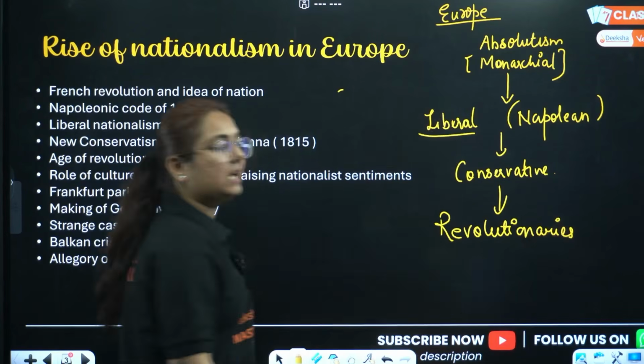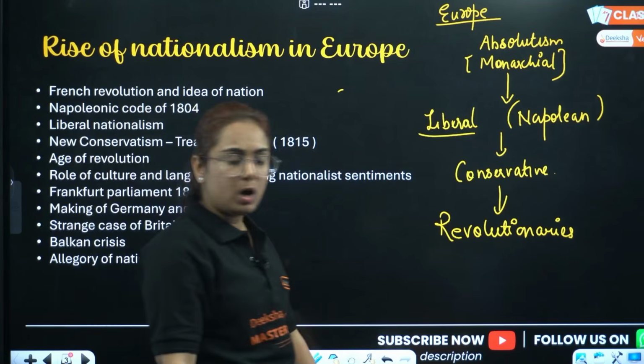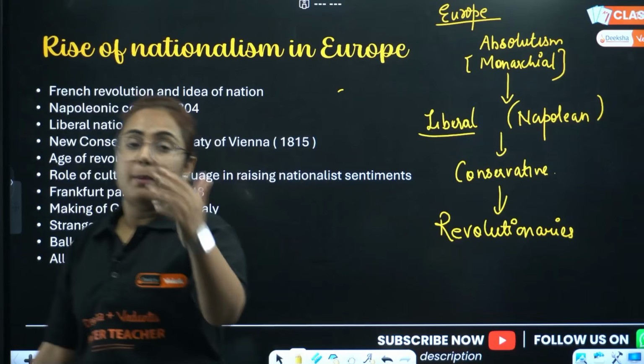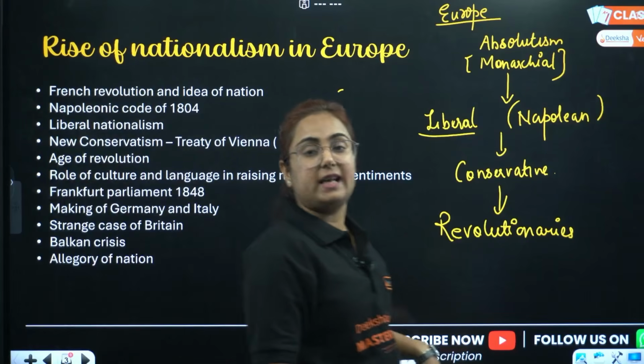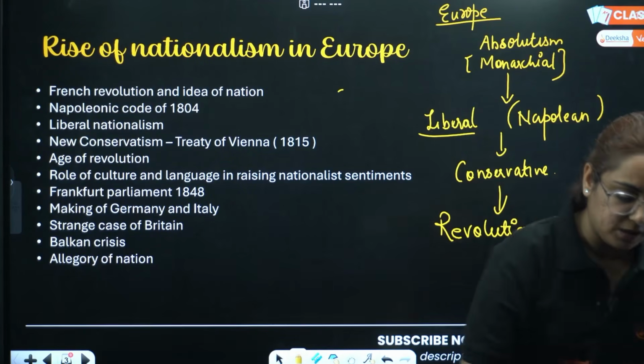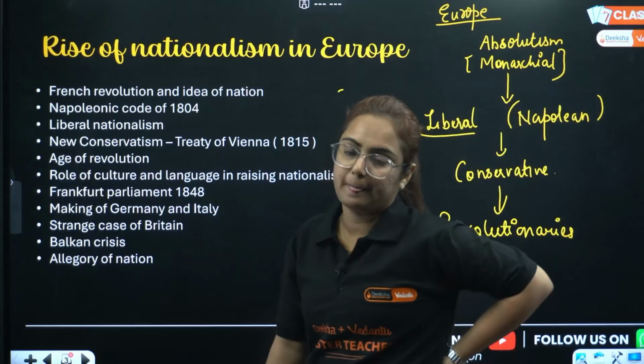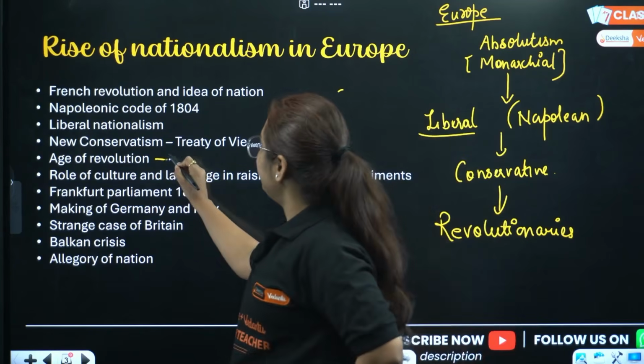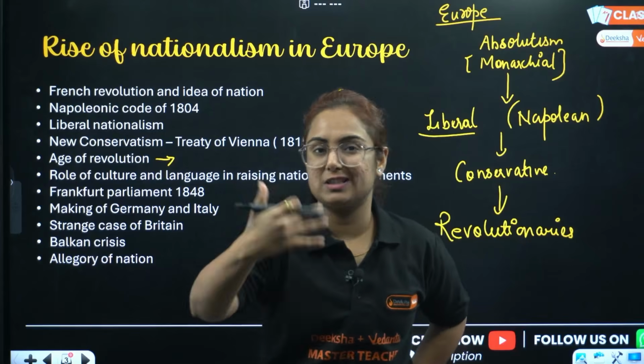Giuseppe Mazzini, of Italian unification, born in Genoa, formed Young Europe and Young Italy. Duke Metternich said that he is the most dangerous enemy of our social order. Get it, everyone? Very good. Now the age of revolution started.